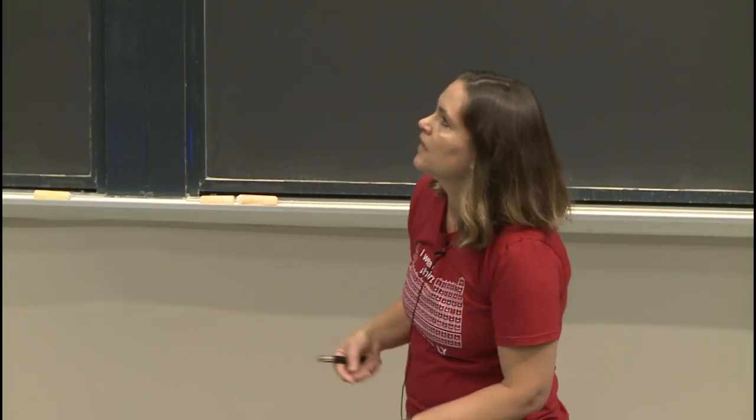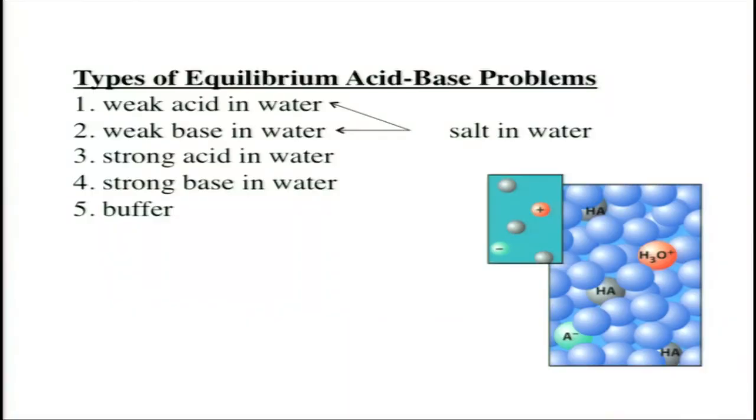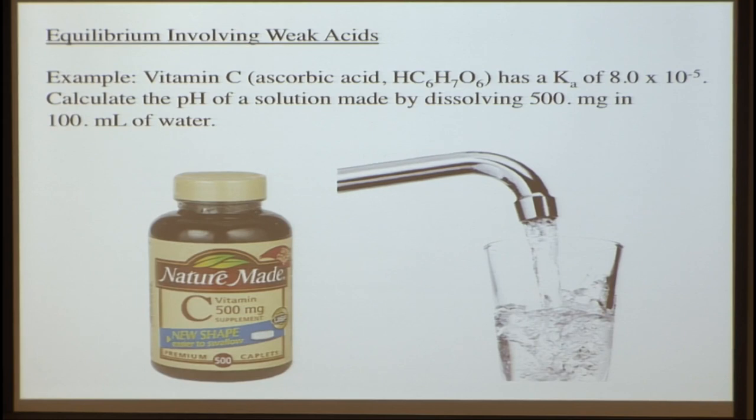OK, let's see if we can get to one of these types of problems. Because there are five we need to get to in this unit. And there are only five. And people will say salt and water is another, but salt and water just breaks down into weak acid and weak bases. So everyone can learn how to do five types of problems, so this is very doable. All right, so let's just look at equilibrium of weak acids, and we'll save weak bases for last time.